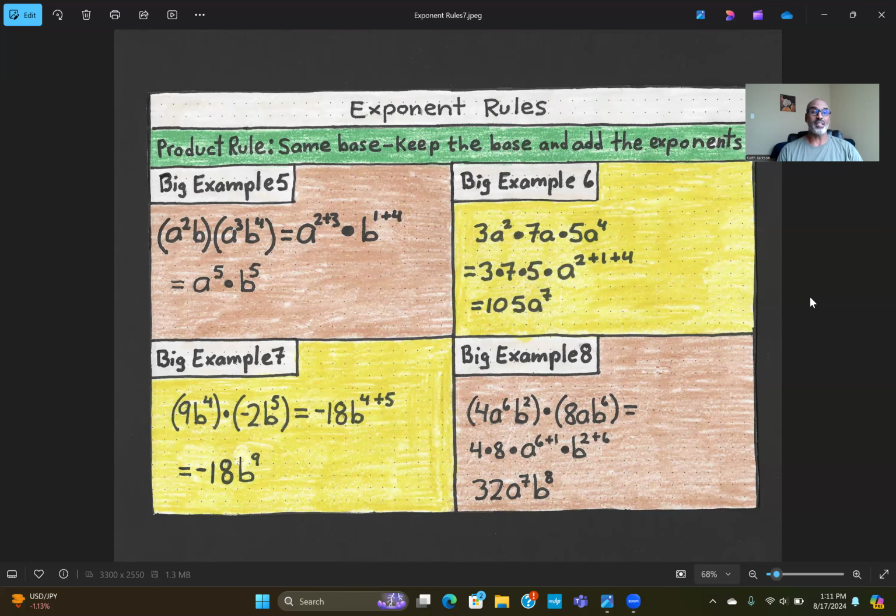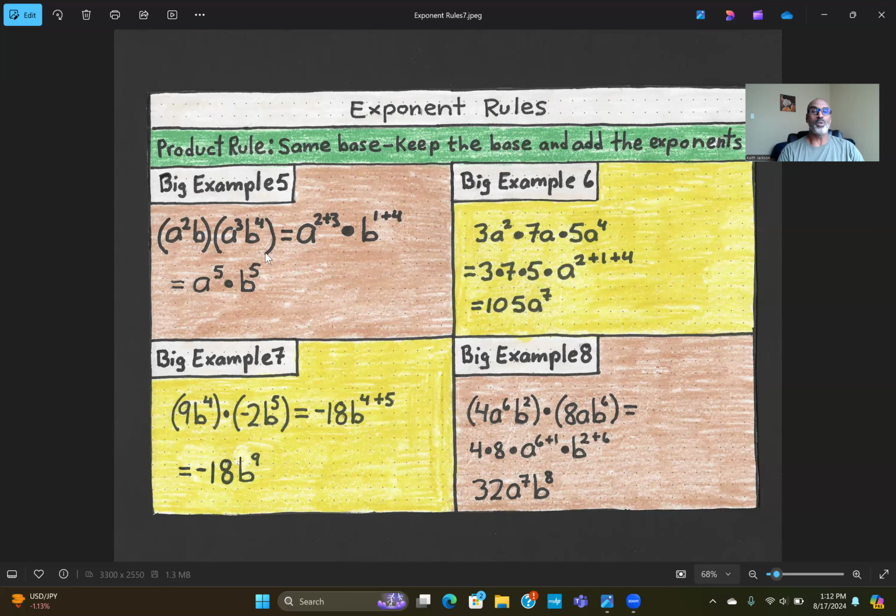And so we have the quantity of a squared times b times the quantity of a to the third power times b to the fourth power. Again, we're just going to use that same base. We're just going to put a's with a's and b's with b's, and we're going to add their exponents. And so what we have right here, we have a to the second power times a to the third power, which is really just a raised to the second plus third power, right?